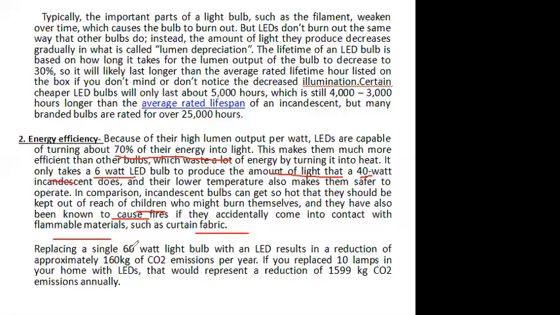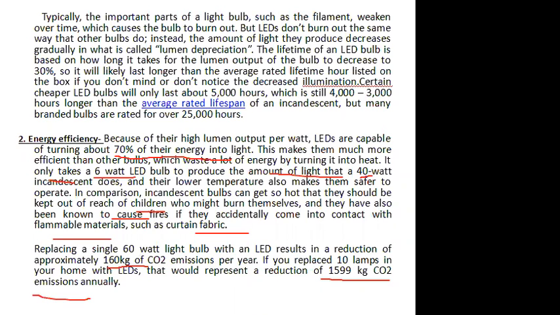Now, replacing a single 60-watt light bulb with an LED results in a reduction of approximately 160 kg of carbon dioxide emissions per year. So if you replace 10 lamps in your home with LEDs, then what happens? We can reduce 1599 kg of CO2 emissions annually.